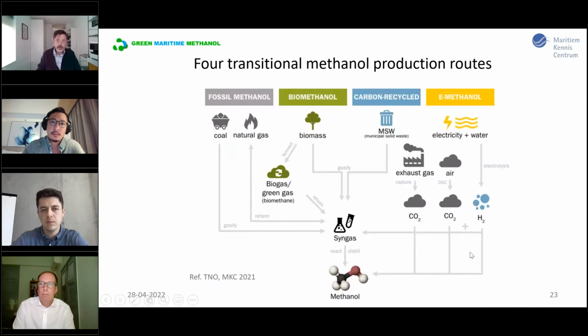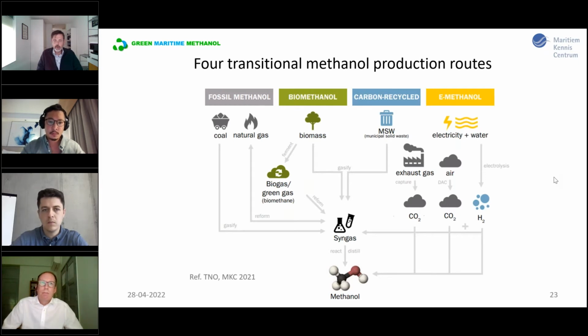Then we go to the next slide, because in our report, we looked at the methanol production routes. And we said, okay, at the moment, fossil methanol is made from coal and natural gas, but we should also look into the possibilities of using biomass. It could be black liquor, for instance, but it could also be other biomass that is available, and make syngas out of it. We can use biomass for biomethanol, but also to make syngas, we can also do carbon recycle methanol using, for instance, municipal solid waste.